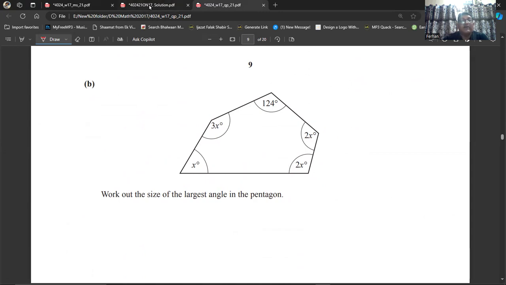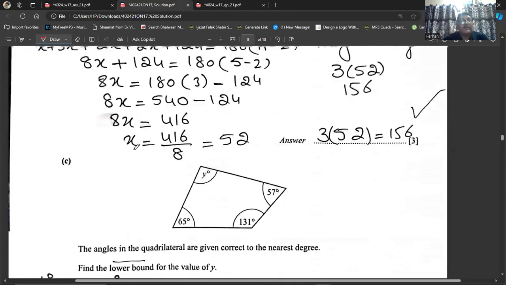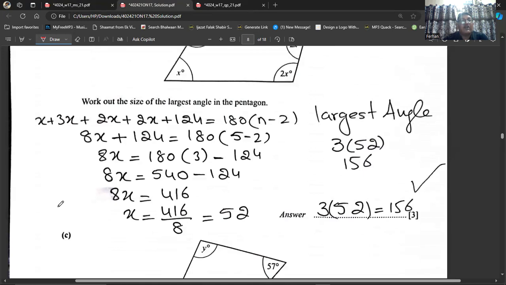You add them up. So their sum will be equal to 3x plus x plus 3x plus 2x plus 2x plus 124 equals 180 bracket n minus 2. So it will be 8x plus 124 equals 180 bracket 5 minus 2 bracket close. So 8x equals 180 into 3 minus 124. So 8x will be equal to 540 minus 124, 8x will be equal to 416. So x will be equal to 416 divided by 8, and that will be 52.